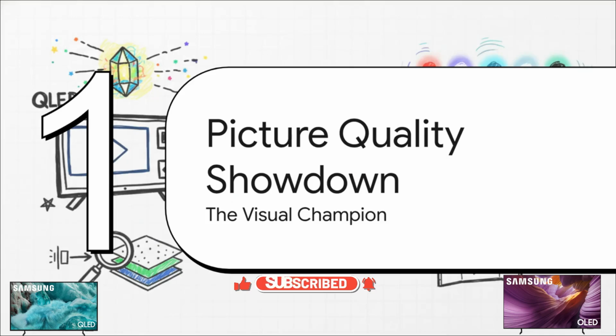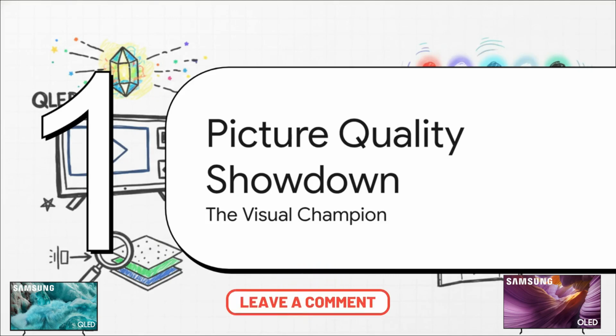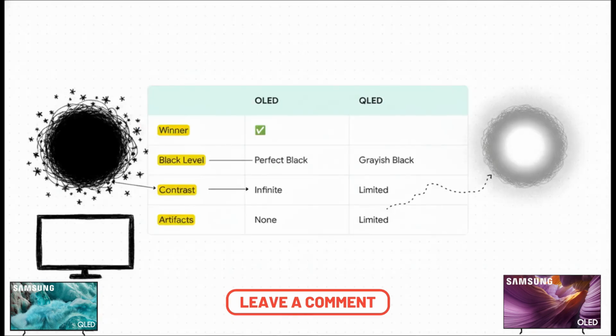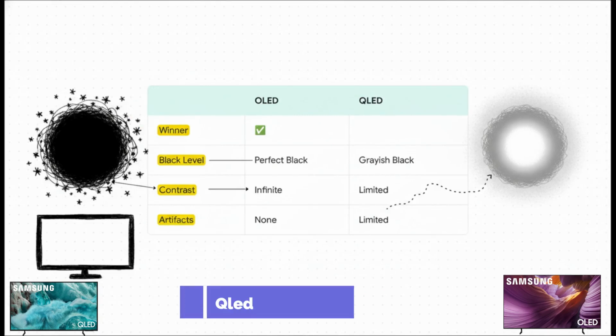All right, let's get to the main event. Let's see how that core difference in technology actually plays out on the screen, the part you actually care about. We're breaking it down into 4 rounds. And round 1, black levels and contrast, well, it's an absolute knockout for OLED. No contest. Because those pixels can turn completely off, you get perfect, true, absolute black. That gives it what we call an infinite contrast ratio, which makes movies in a dark room look absolutely stunning.